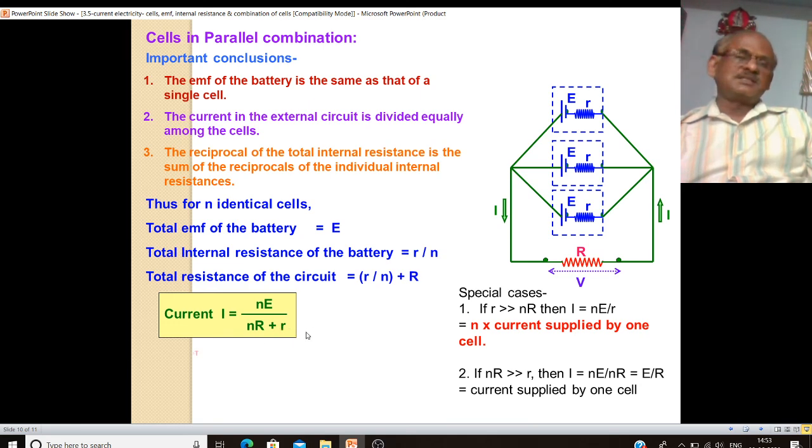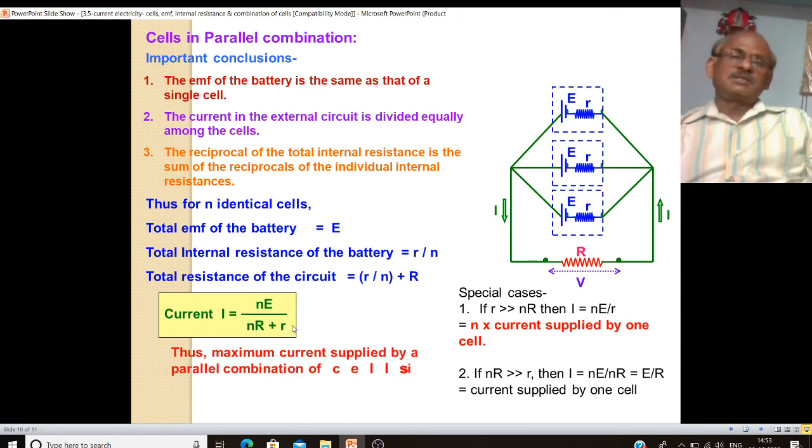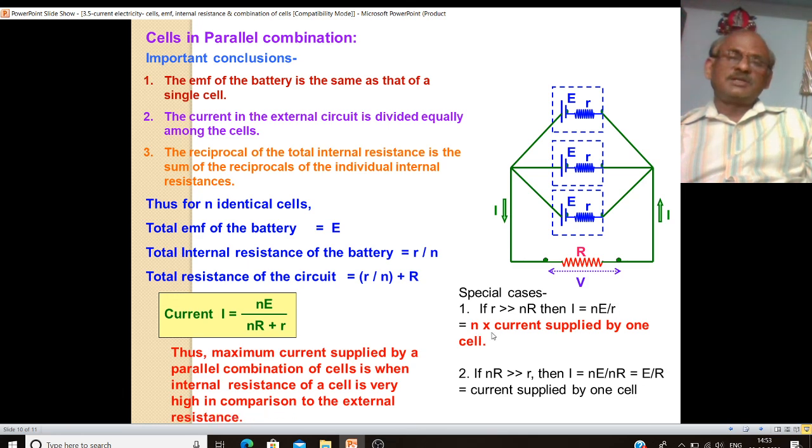Again we can employ the cases as we have drawn in series. If internal resistance is much higher than n times the load resistance, then I equals n times E by r, that is n times the current supplied by one cell. And if nR is much higher than the internal resistance of a cell, then I equals E by R, that is simply equal to the current supplied by one cell. So the maximum current is obtained when the internal resistance is much higher than the external resistance.